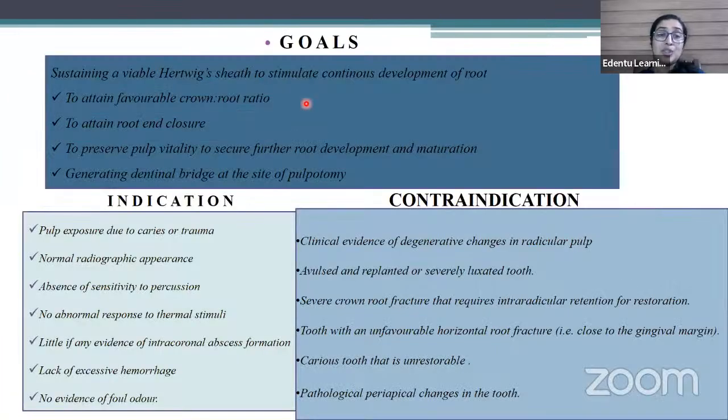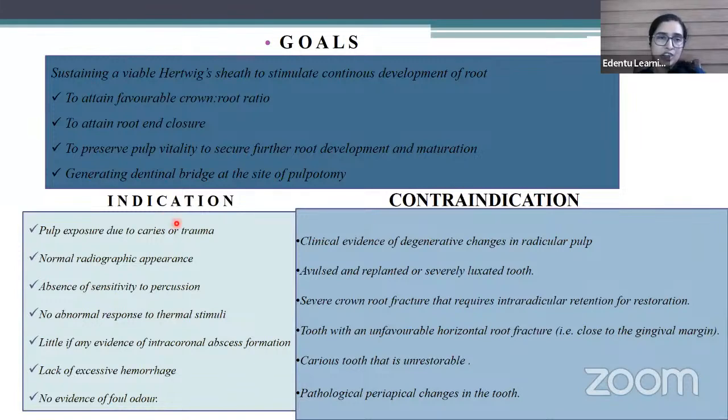Now, talking about the goals, as I told, whenever you are writing the paper, make sure that you give all of the subheadings. So if you just imagine you're getting a question like this, the moment the examiner sees your answer like this, it itself gives the examiner a very good idea that the student who has written this answer has a very good idea regarding the subject, okay? Yeah, so the goals of apexogenesis are to attain a favorable crown and root ratio, to attain root end closure, to preserve the pulp vitality so that it can help in further root development and maturation, and then generating a dentinal bridge at the site of pulpotomy.